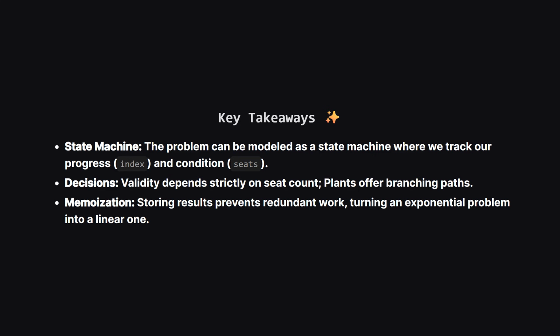So let's wrap it up. We learned that this problem is basically a state machine. We walk through, tracking how many seats we have. The seat count dictates the strict rules. Can we split, or must we split? The plants provide the options, allowing us to branch out into different possibilities. And by caching our answers, we make sure the solution is lightning fast.